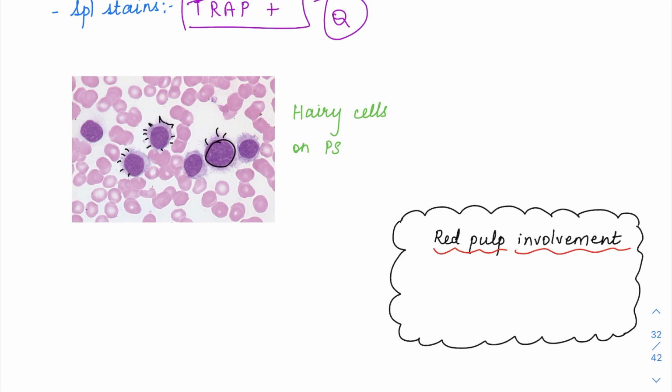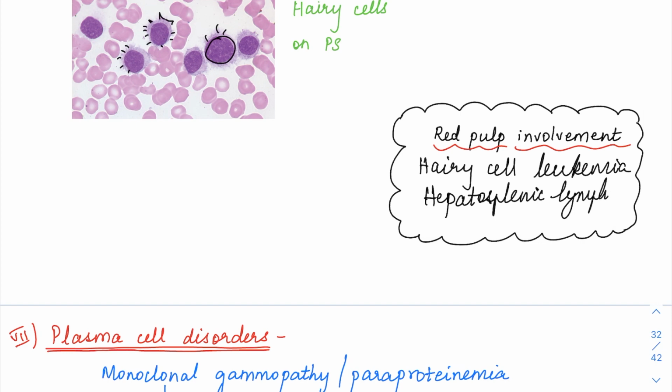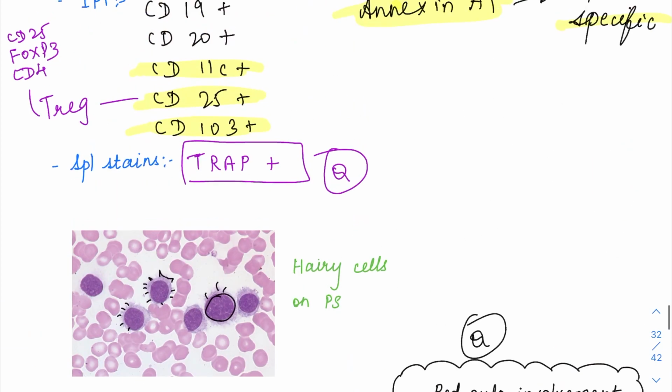And in the spleen, where? So in the spleen, it is going to involve the red pulp here. Okay, so usually B cell lymphomas, where is the location of B cell lymphomas in the spleen? It is going to be in the follicles, right? So white pulp, but the red pulp is actually the sinuses. But there are very few lymphomas which have the red pulp involvement, and one of the examples is hairy cell leukemia, and the other example is going to be hepatosplenic lymphoma. Okay, so both are starting with H. Hairy cell leukemia and hepatosplenic lymphoma are the ones which have a red pulp involvement.